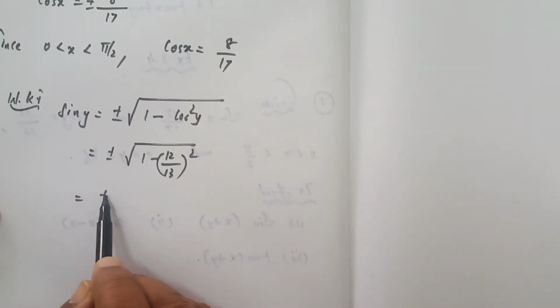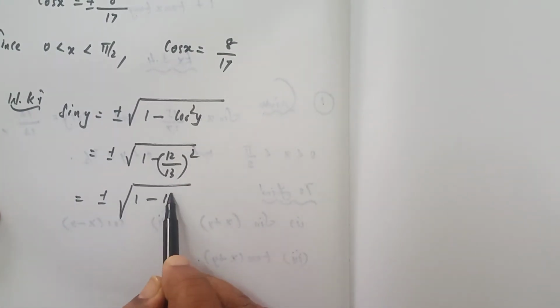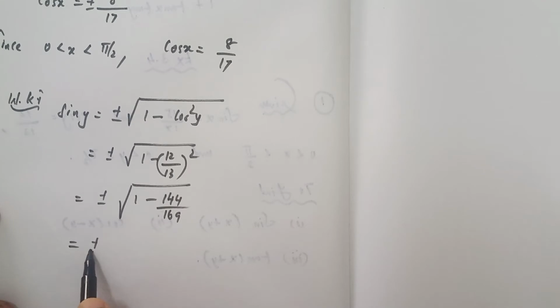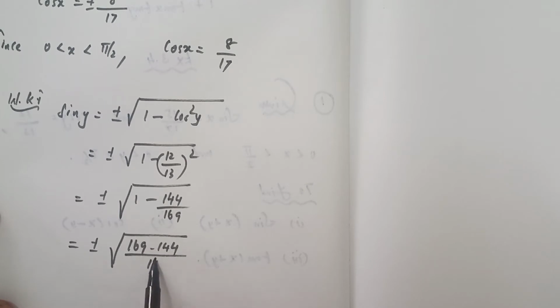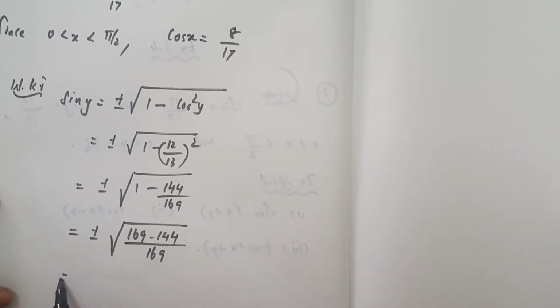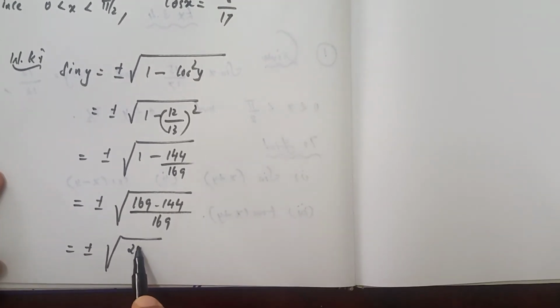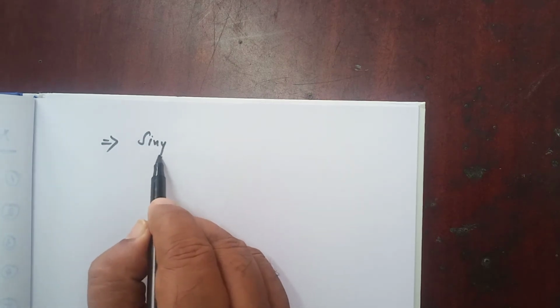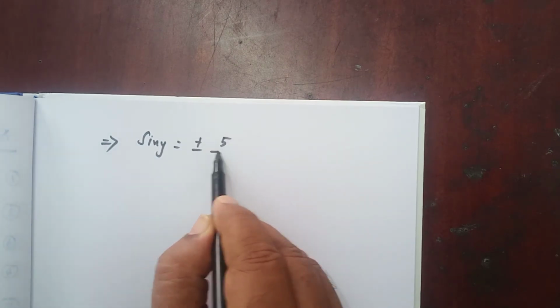That is equal to plus or minus square root of 1 minus 12 square is 144, 13 square is 169. That is equal to plus or minus square root of 169 minus 144 divided by 169. That is equal to plus or minus square root of 169 minus 144, that is equal to 25 divided by 169. 25 square root is 5, 169 square root is 13, 5 by 13. So sin y is equal to plus or minus 5 by 13.